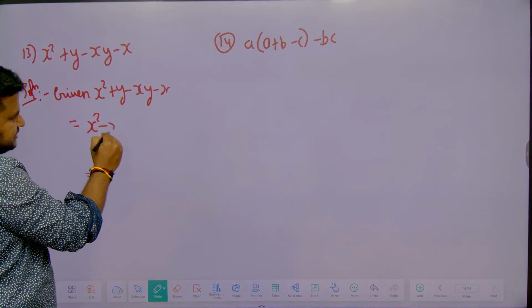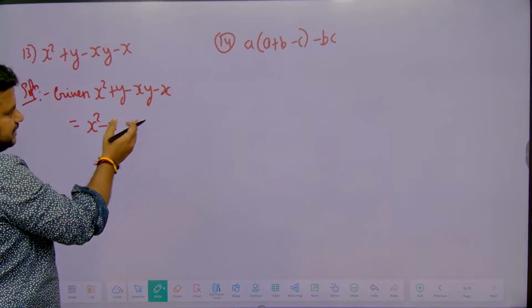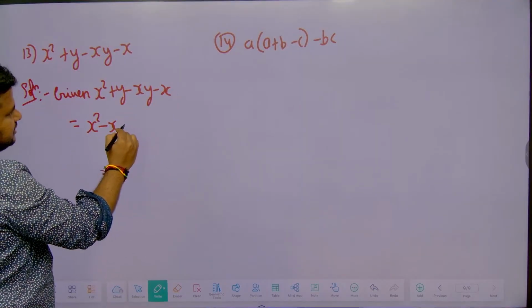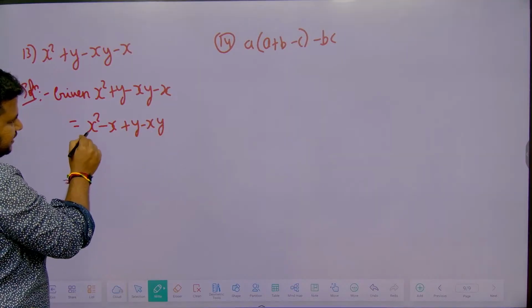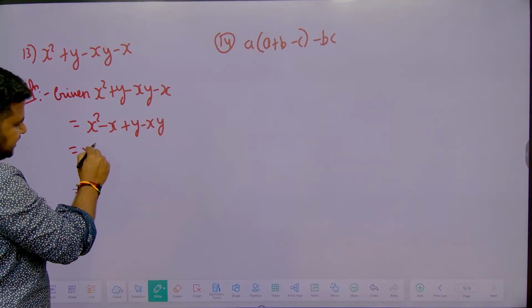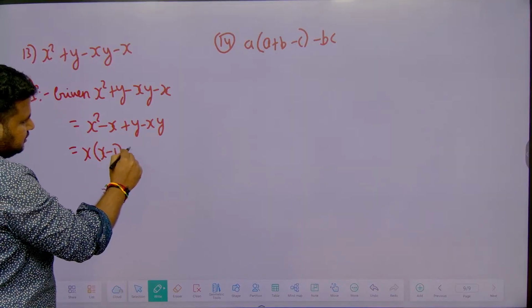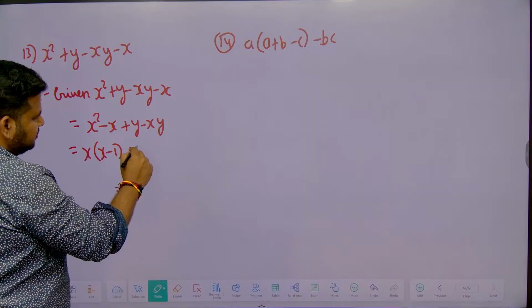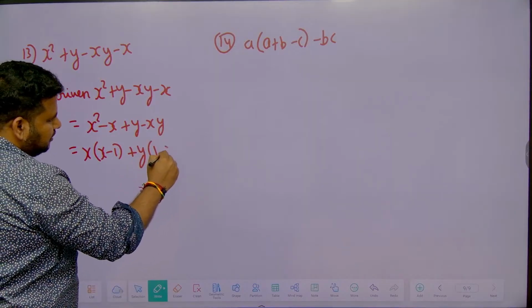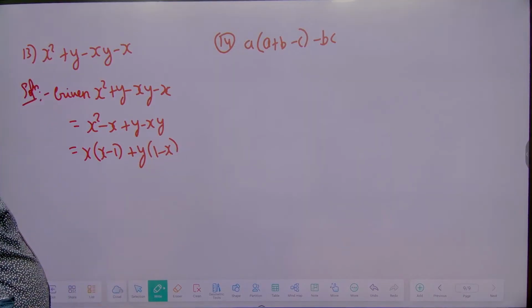x square minus x I will write. Instead of writing separately, I will write together, x times, then what is there? Plus y minus xy. Now definitely I can take x common here. If I take x common, this will become x into (x minus 1). Here what should I take common? You can take y common. This will become y into (1 minus x).